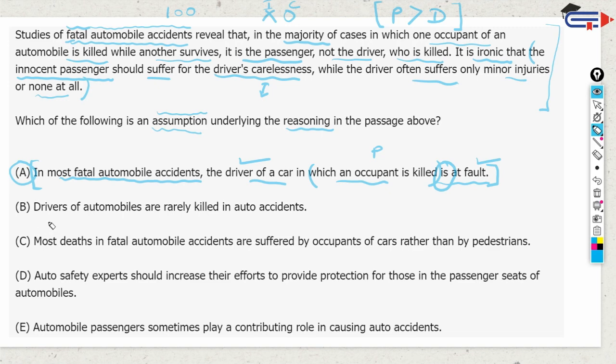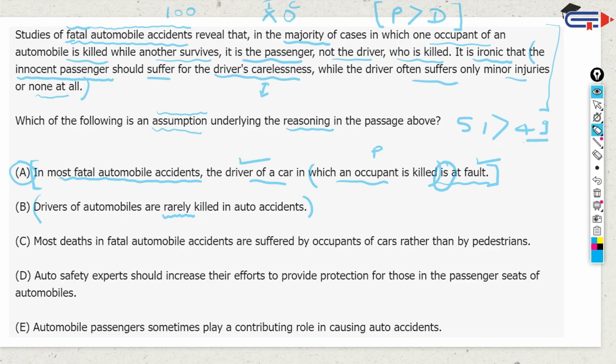Okay, let's move on. Drivers of automobiles are rarely killed in auto accidents. Yes, this is consistent with the paragraph. Rarely killed. But again, I am not very sure about this term rarely. What do you mean by rarely? How many percent of the time? Here they are saying in the majority of cases passengers are dying. So it could be 51 cases passengers are dying, 49 cases drivers are dying, right?